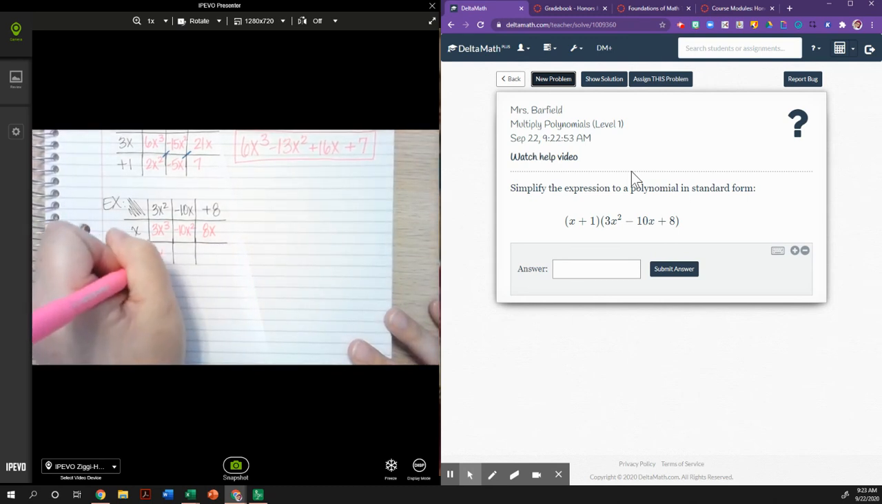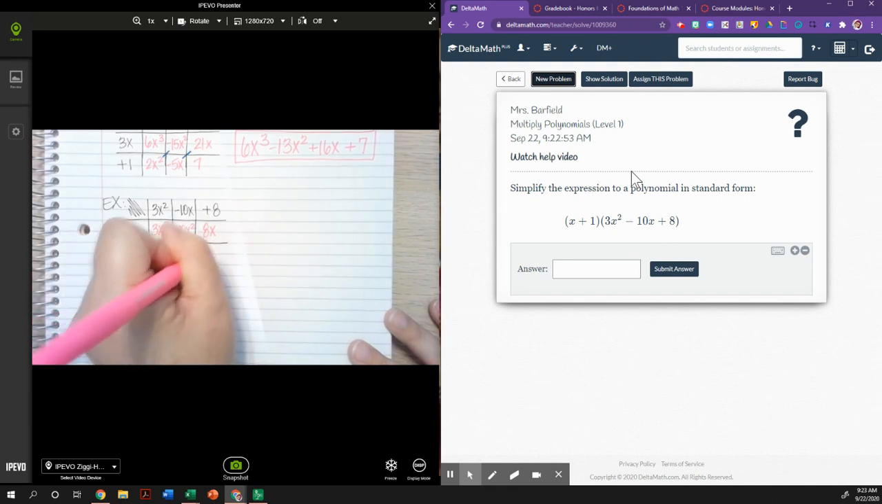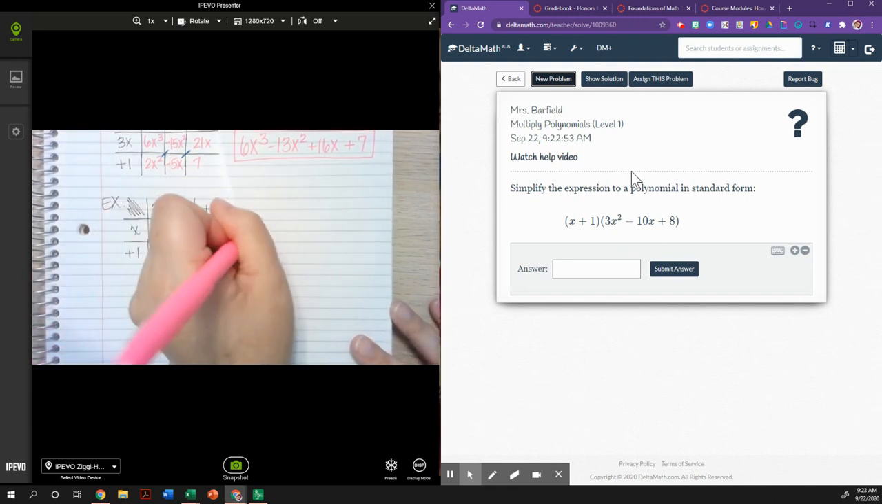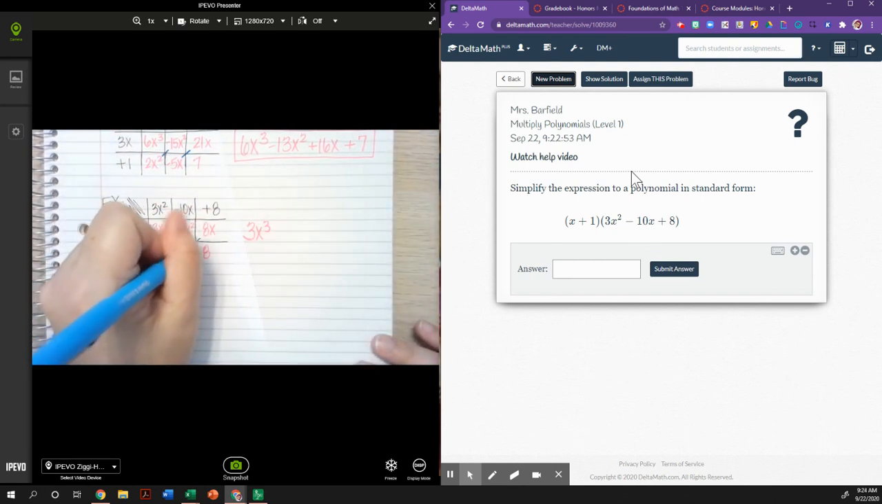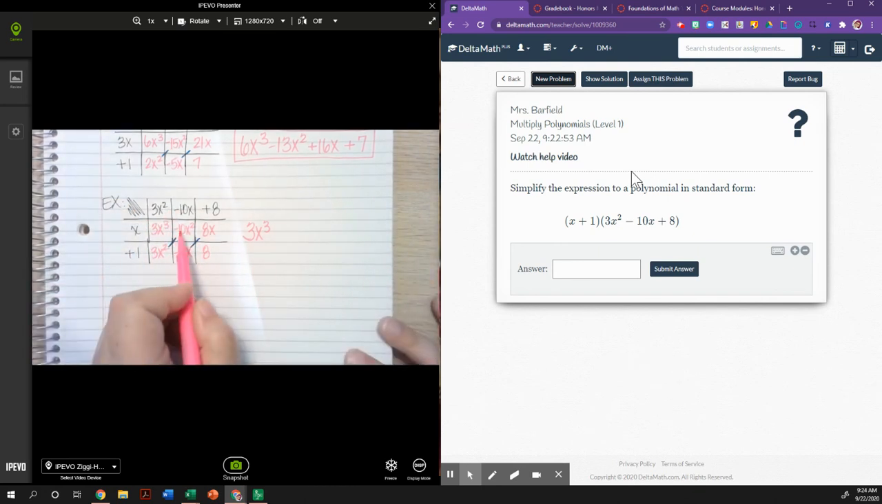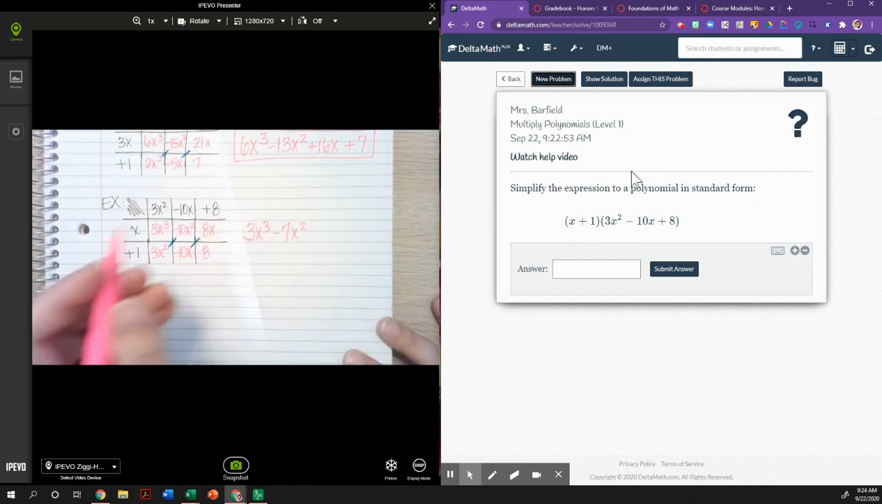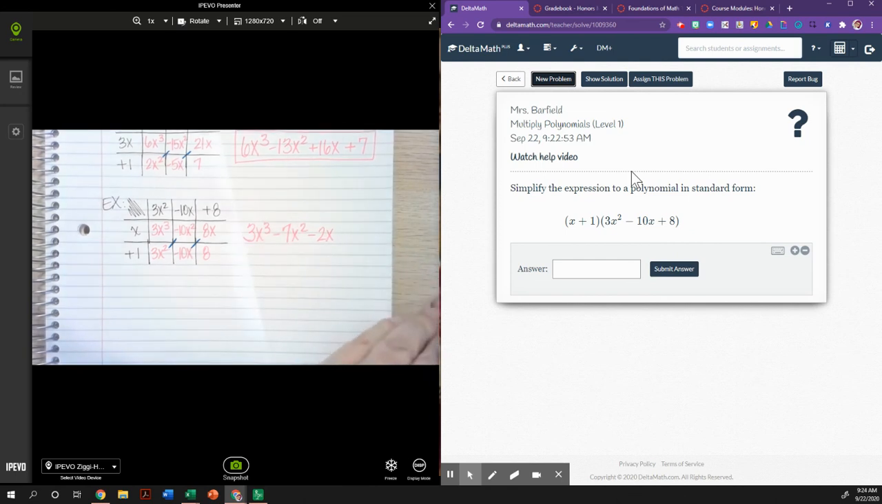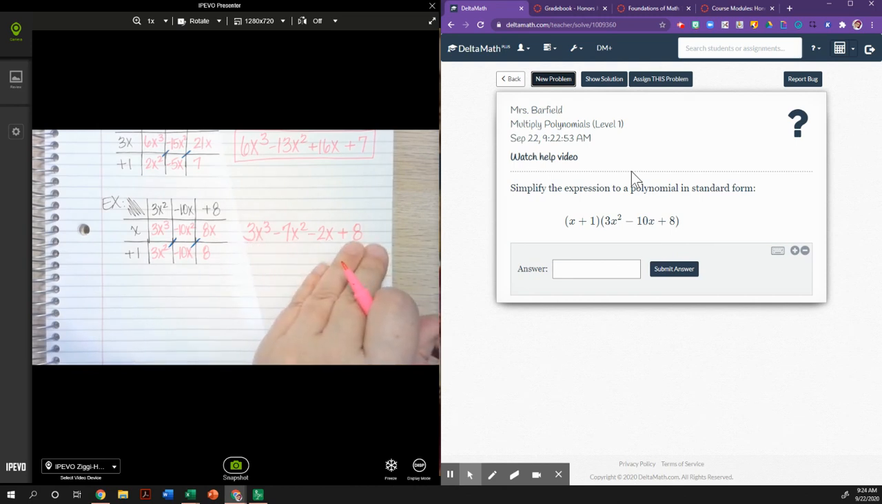1 times 3x squared is just 3x squared. 1 times negative 10x is negative 10x. And 1 times 8 is 8. So 3x to the third, and my like terms are hanging out in these diagonals. So negative 10 plus 3 is negative 7x squared. 8 plus negative 10, negative 2x. And then plus 8. Okay, and then remember it should be in standard form, meaning the exponent should decrease and your last term should be your constant.